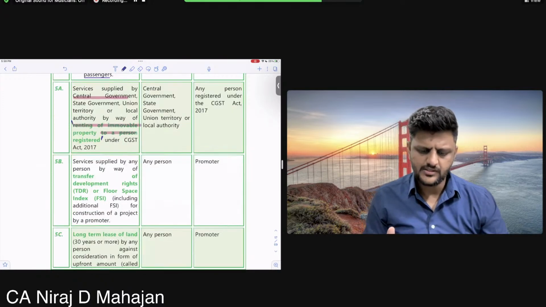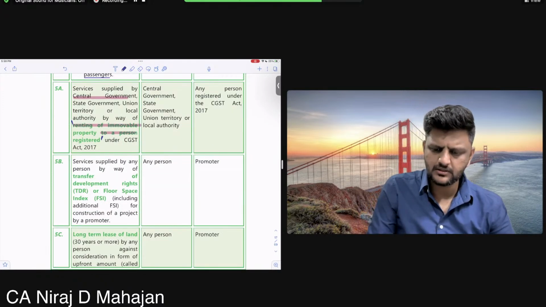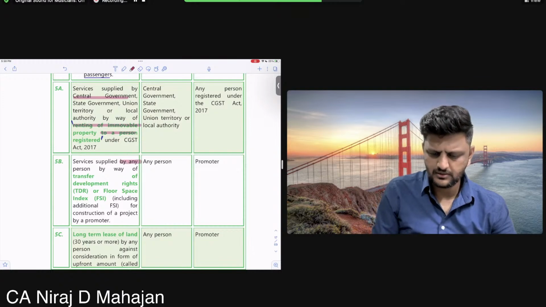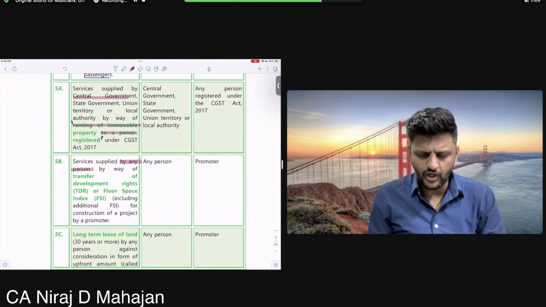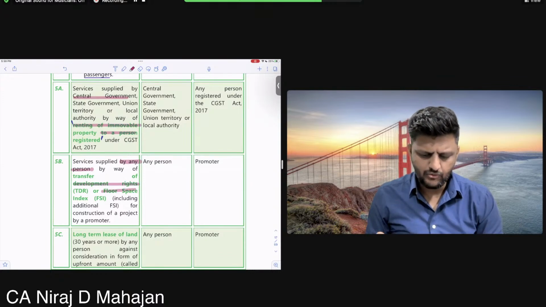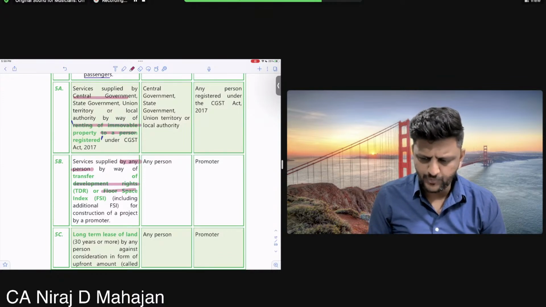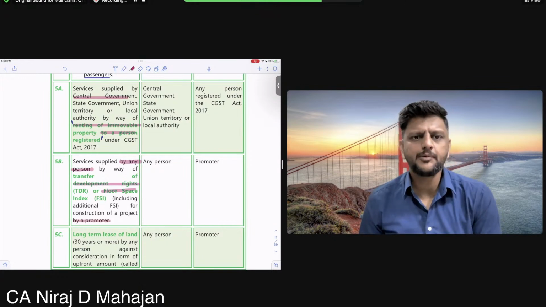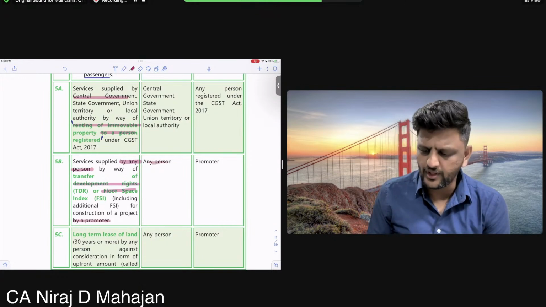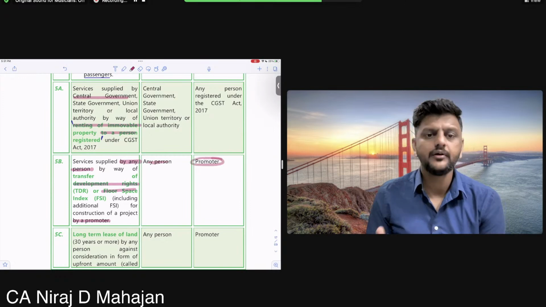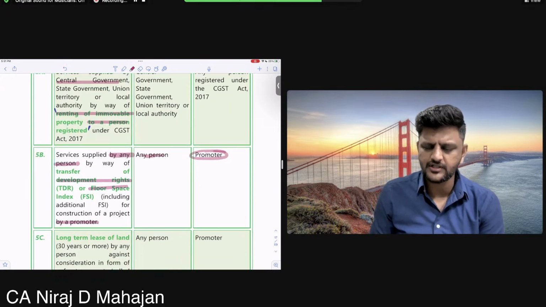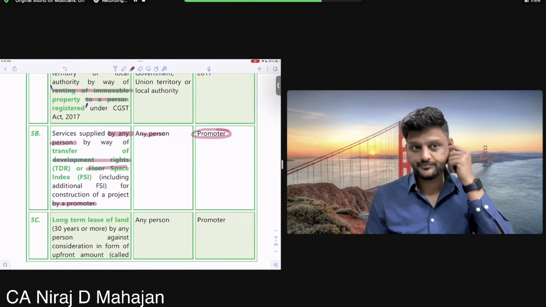5B. Service supplied by any person by way of transfer of development rights, TDR or FSI, for construction of a project by a promoter. Who is the supplier? Any person. What is being supplied? To the promoter. Which promoter are we discussing now? A promoter of a real estate project.